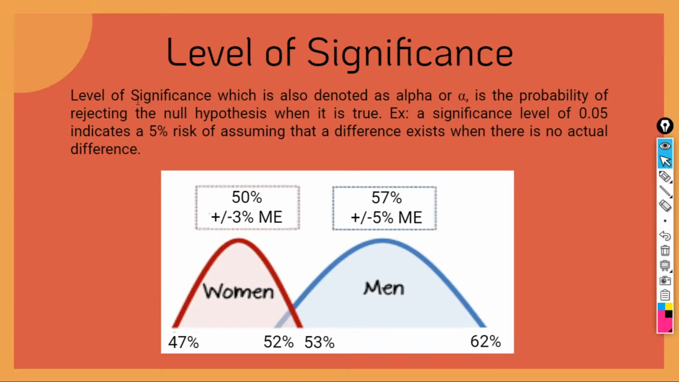Theoretically, let's understand this. A level of significance, which is also denoted as alpha, is the probability of rejecting the null hypothesis when it is true. A significance level of 0.05 indicates a 5% risk of assuming that the difference exists when there is actually no difference. Exactly.